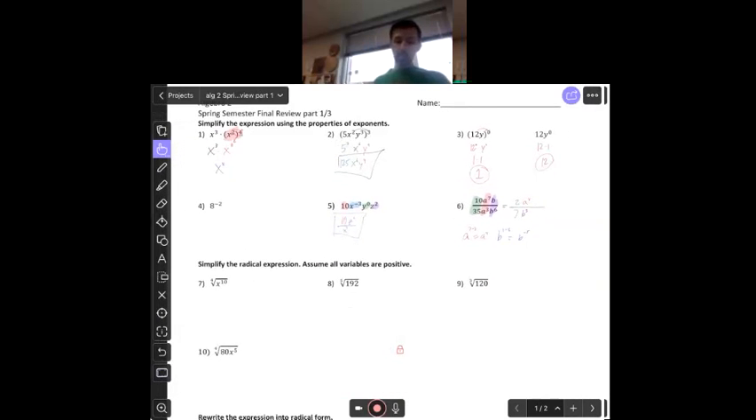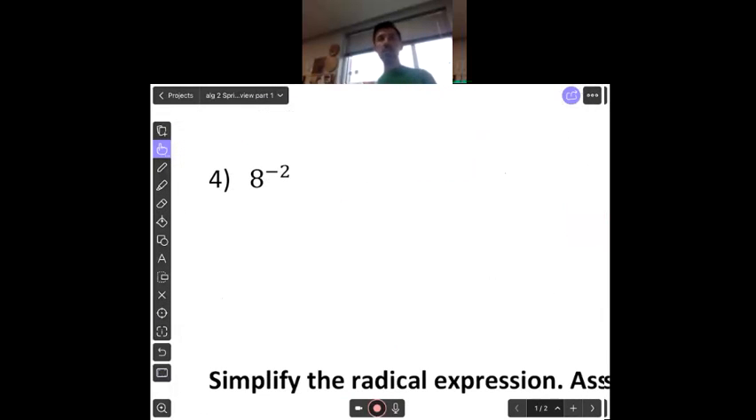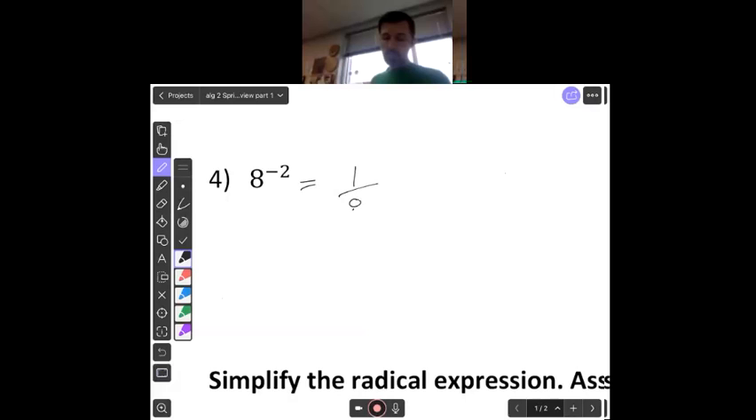I guess since we're here, and all the other ones, 8 to the negative 2, what does that mean? 1 over 8 squared. Which is 1 over 64. Okay. Negative exponents want to be fractions. Negative exponents want to move. Negative exponents do not give you negative answers. That's the most common misconception with negative exponents, that they give you negative answers. They do not do that.